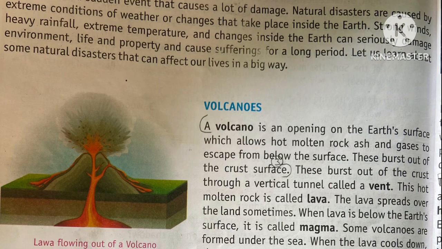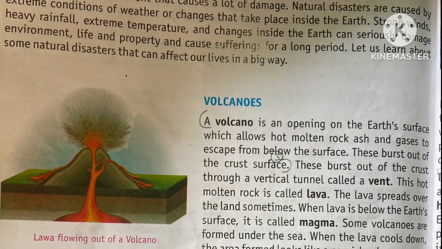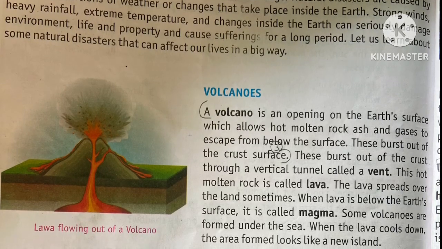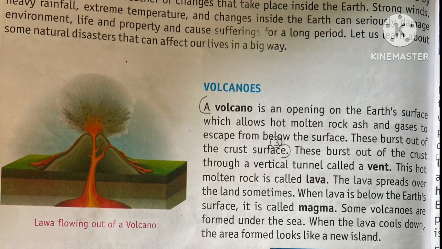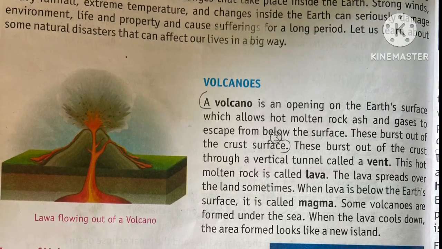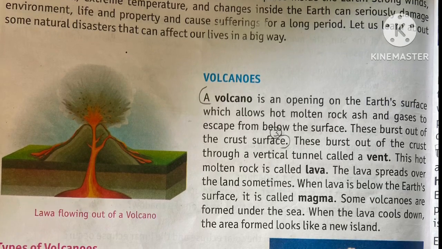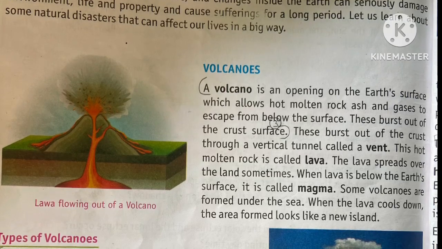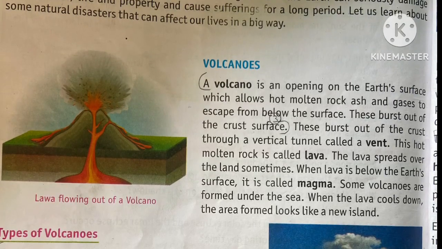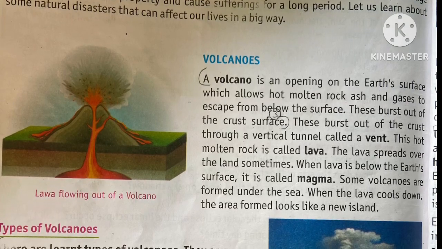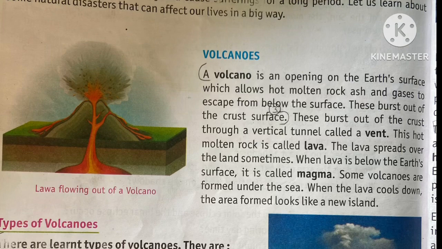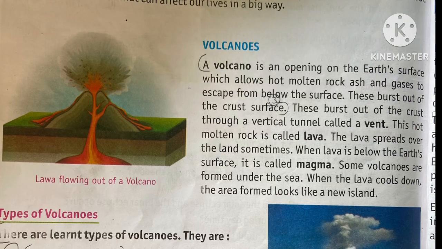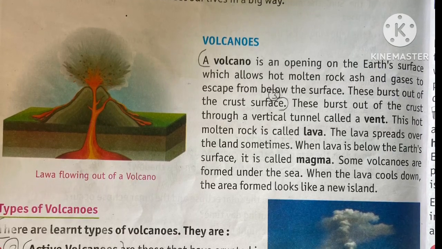A disaster is a sudden event that causes a lot of damage. Natural disasters are caused by extreme conditions of weather or changes that take place inside the earth. Strong winds, heavy rainfall, extreme temperature, and changes inside the earth can seriously damage environment, life, and property and cause sufferings for a long period. Let us learn about some natural disasters that can affect our lives in a big way.